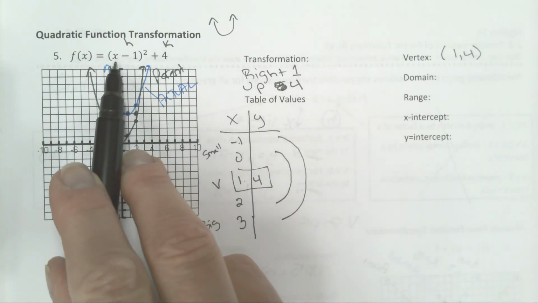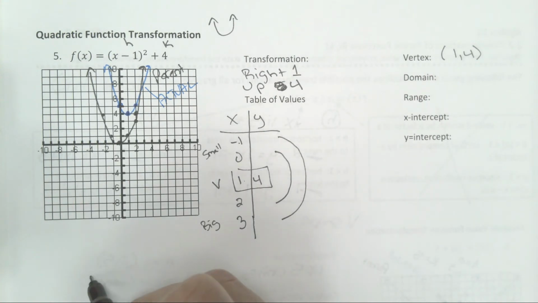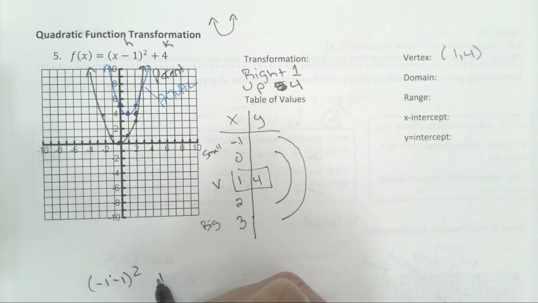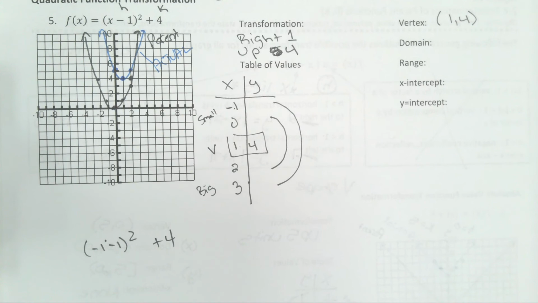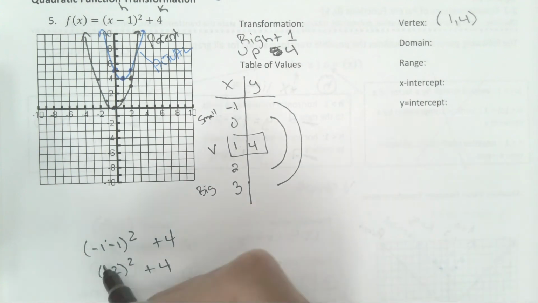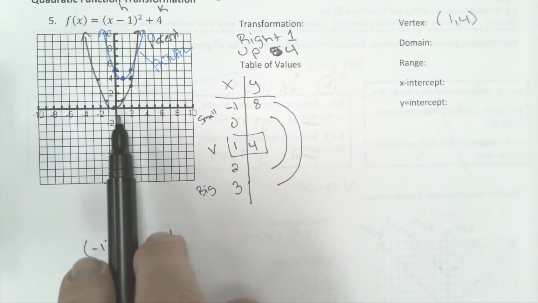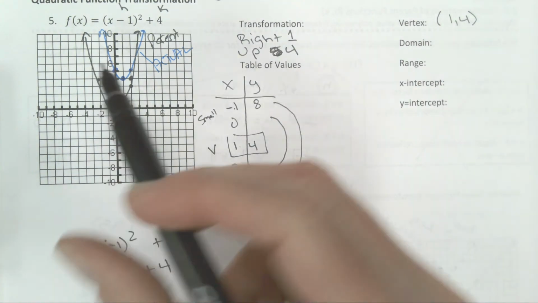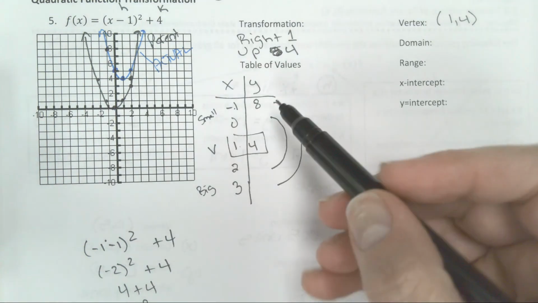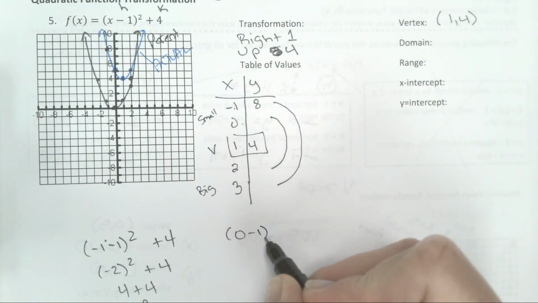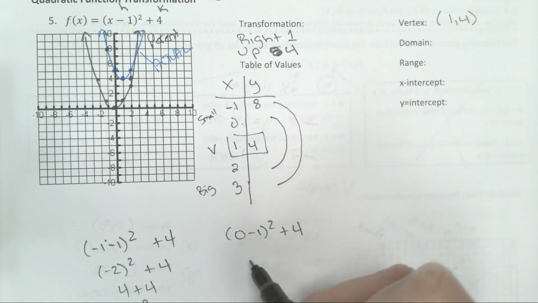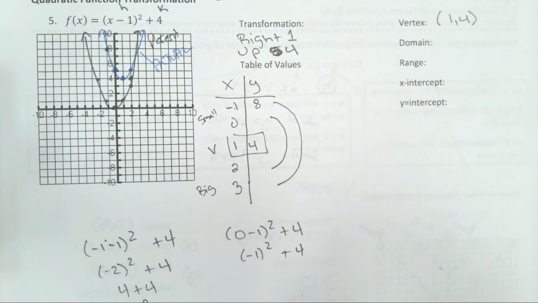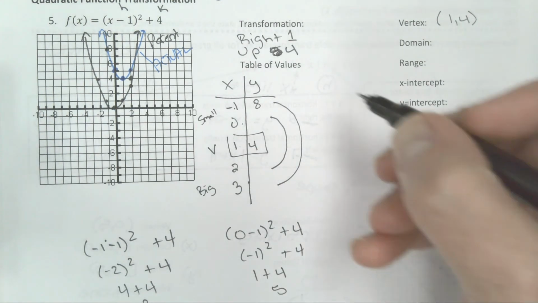When x is -1, I'm plugging it right here in for x. I get -1 minus 1 squared plus 4. Still on the graph. Okay. -1 minus 1 is -2 squared. -2 squared is 4. And 4 and 4 is 8. Do I have a point at -1, 8? Why, yes, yes I do. It's right there. Now I'm going to plug 0 in. 0 minus 1 squared plus 4. 0 minus 1 is -1. -1 squared is 1. And 1 and 4 adds up to 5.